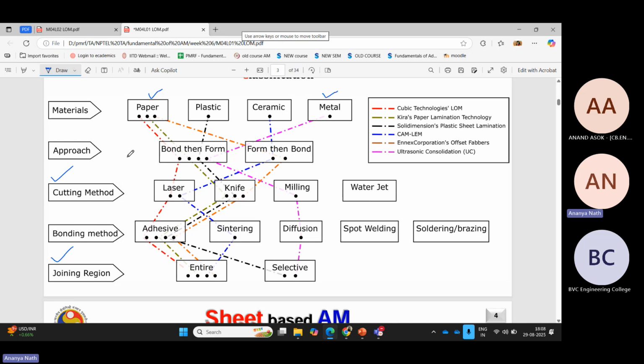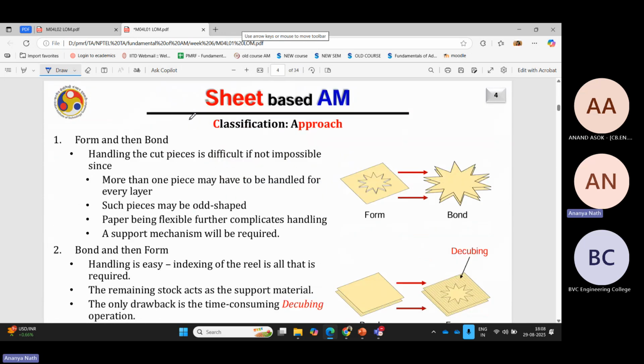Now for cutting, we have options like laser, knife, milling, or water jet. And then for the bonding method, it can be adhesion, sintering, diffusion, spot welding, or soldering. For joining region, we can join the entire region or a selective region. So now let's see the different classifications. First, I would like to discuss the main process physics of sheet lamination. What happens? There will be a sheet of paper, for example.